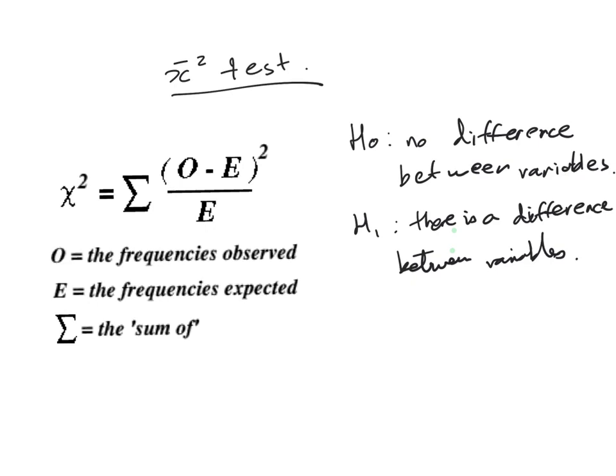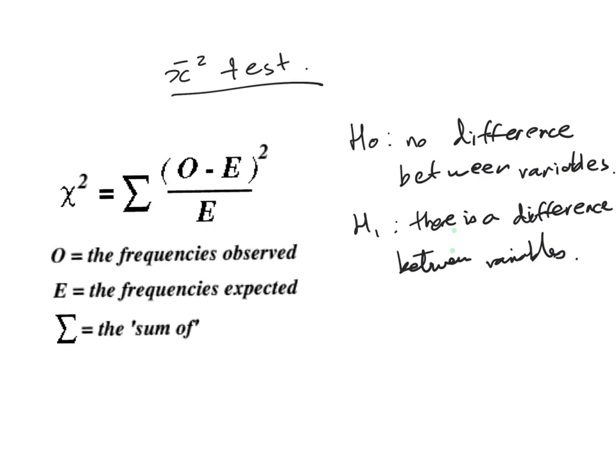So what we do this time is we look at the frequencies that we observe. So what did we actually see? We minus that from what we expected. You square that number and you divide it by the frequencies expected. And you add that up. And that gives you a chi-squared number, which you then use to work out whether you can reject this or not reject this.